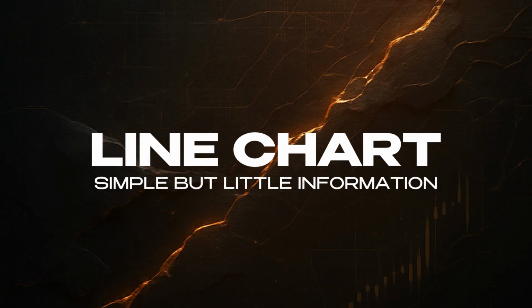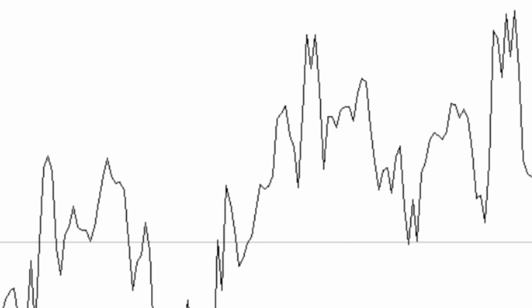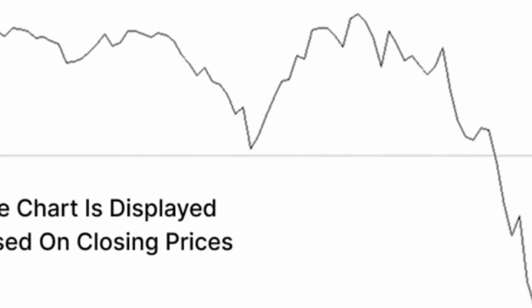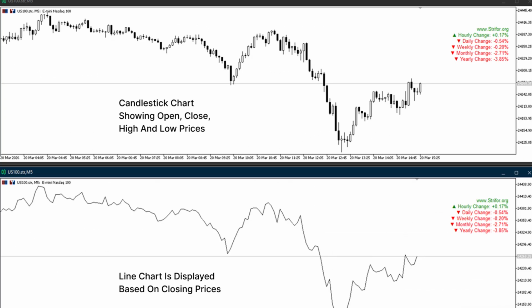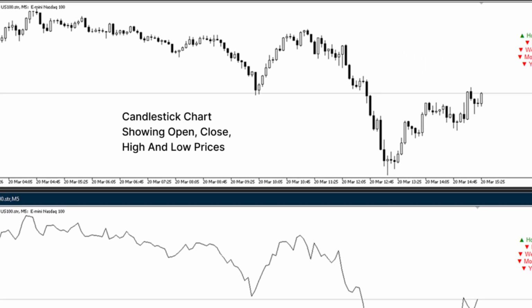Line chart, simple but little information. The line chart is the simplest. It is built on closing prices. The platform simply connects the closing points of each candle with a line. This chart is convenient for a general understanding of the direction of movement. It removes unnecessary details and shows the structure in a simplified form. However, the line chart does not show what happened inside the period. We see neither the highs nor the lows, nor where the price opened.